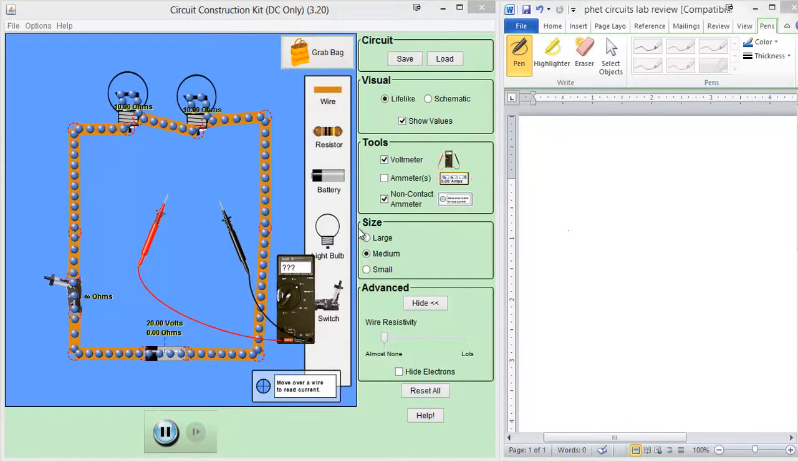I'd like to do a little review of the PhET circuit lab. And as I'm doing this, if you realize that there are some things you need to change about your lab, you should do that. And if your lab has been turned in today, you can make some changes to it when you come into class.